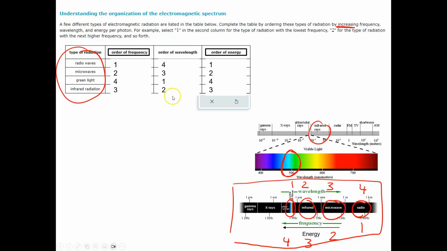Let's see if we can get this correct. So radio waves, number 4. Microwaves, number 3, the visible, which is the green light, number 1, and then infrared, number 2, and that's consistent with my diagram. So really, you just have to take care not to mess up.